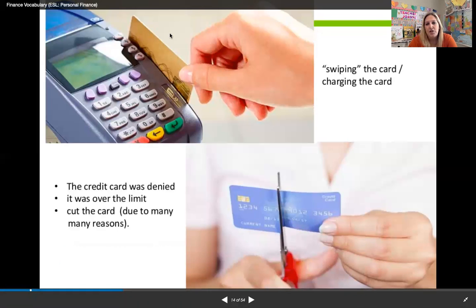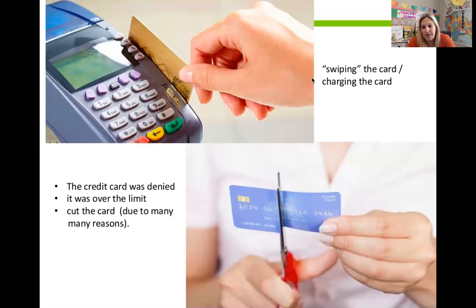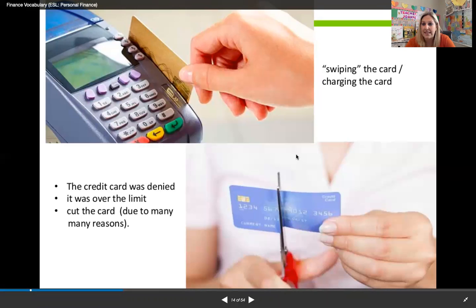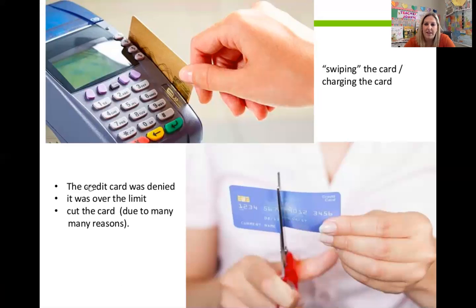So right here in picture 1, this is swiping the credit card or charging the card. Okay, again, you're charging it, but it's still coming from an account that you own, that you contribute or deposit money or funds to. So it's not free money when you charge something. And when people swipe the card, you might hear that the credit card was denied. It could be over the limit, okay?